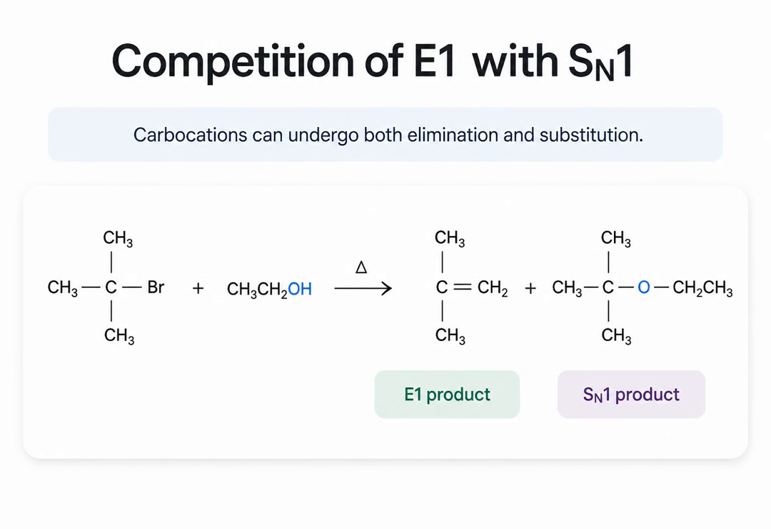Because E1 and SN1 reactions both proceed through the exact same carbocation intermediate, they almost always compete with each other. When the carbocation is formed, the solvent can either act as a base and remove a proton to give the E1 elimination product, or it can act as a nucleophile and attack the carbocation to give the SN1 substitution product. For example, reacting tert-butyl bromide with ethanol yields a mixture of an alkene, 2-methylpropene, and an ether, ethyl tert-butyl ether.